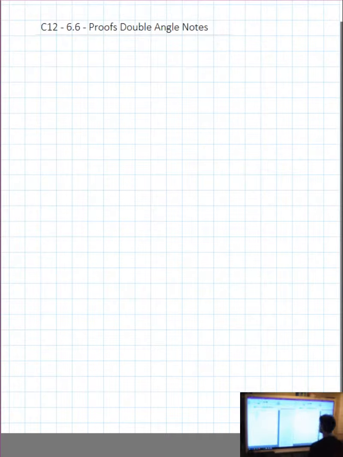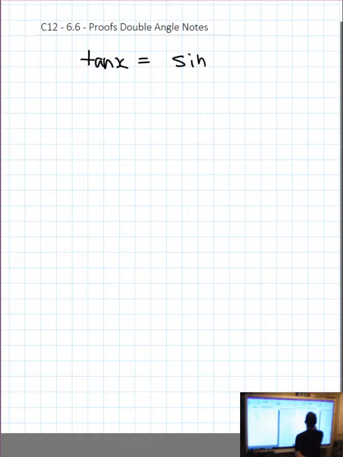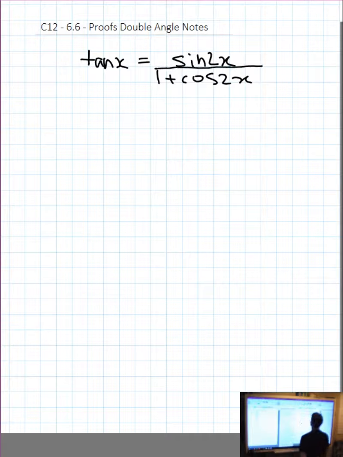Okay, 6.6 proofs with double angles. Let's take a look. You can keep in mind it's in the notes, so if I skip any steps, feel free to look back at them. The identity is tan x equals sine 2x over 1 plus cos 2x. I usually write it in the center. It's off to the left because I haven't worked on it in a while. I really should have been more careful with those lines. We really have to be careful putting the lines on the graph paper.